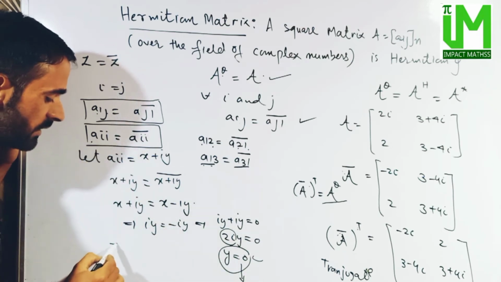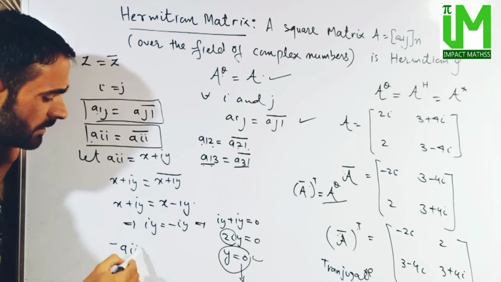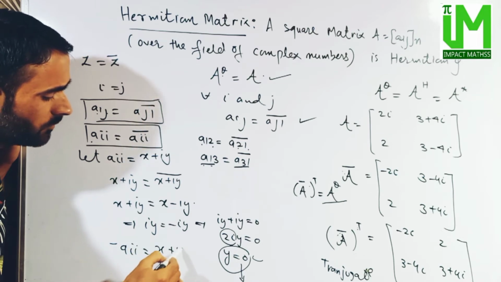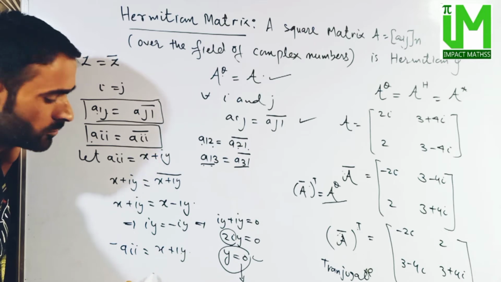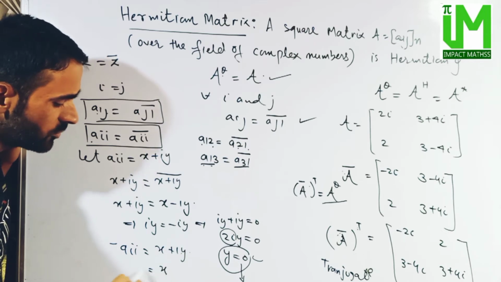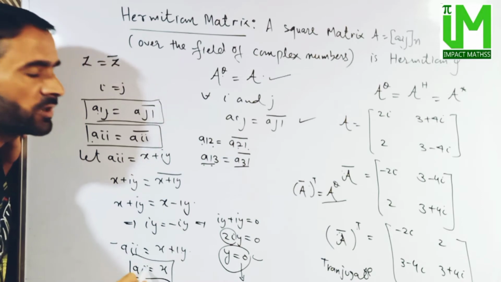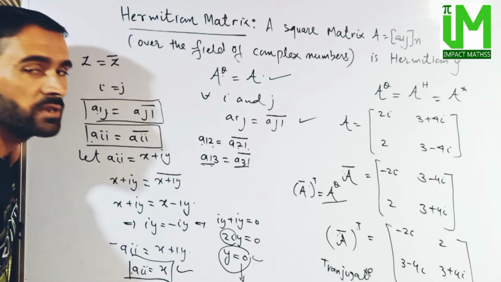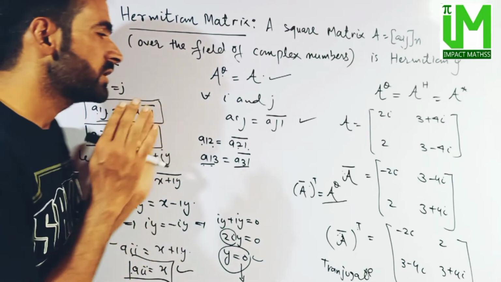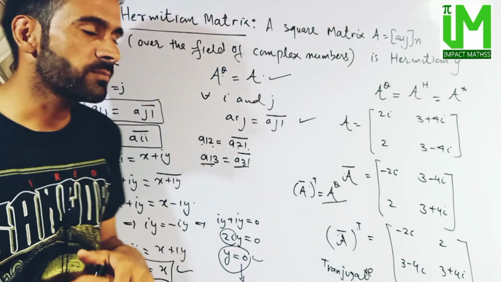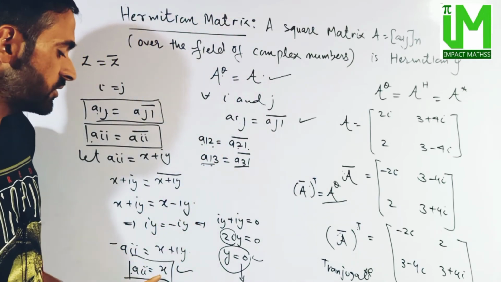So if we have Aii is equal to x plus iota y, अब ये y का वैल्यू 0 है, so this means we have only x. So Aii is equal to x. Now since x is a real number, that means this diagonal entry is a real number only. So that means कि एक Hermitian matrix में हमारे पास each diagonal entry is a real number.